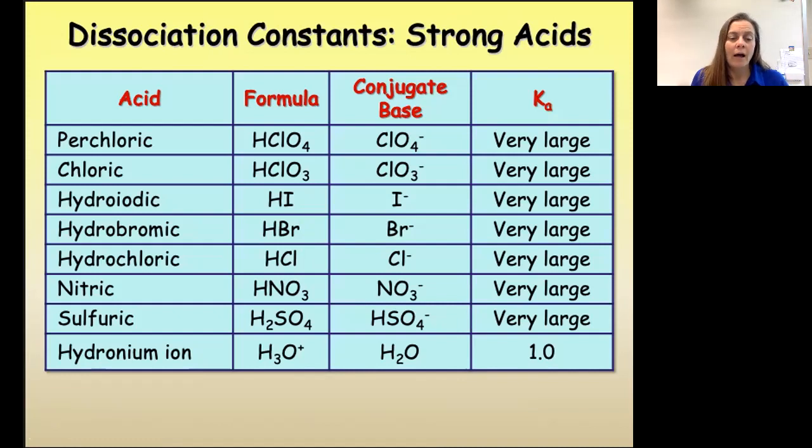And then we have 4 more: perchloric, HClO4, chloric, HClO3, nitric, which is HNO3, and sulfuric, which is H2SO4. Those are the 7 strong acids: 3 binary halo acids, chloric, perchloric, nitric, and sulfuric. We have to know those 7.